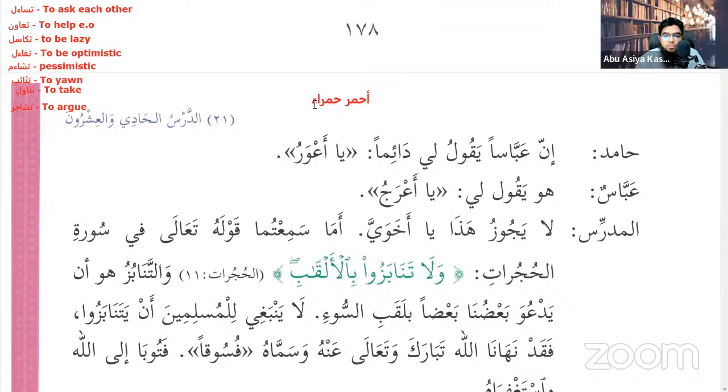Form 9, verb 9 is also used for colors and defects. Okay, we'll learn that also. Form 9, inshallah. Very rare form. But he wants to teach us the masculine, as Ahmar. Feminine we already learned in book 2, Hamra'u. And the plural is Humrun. Fu'lun pattern. Both masculine and feminine, the plural is the same. Humrun.